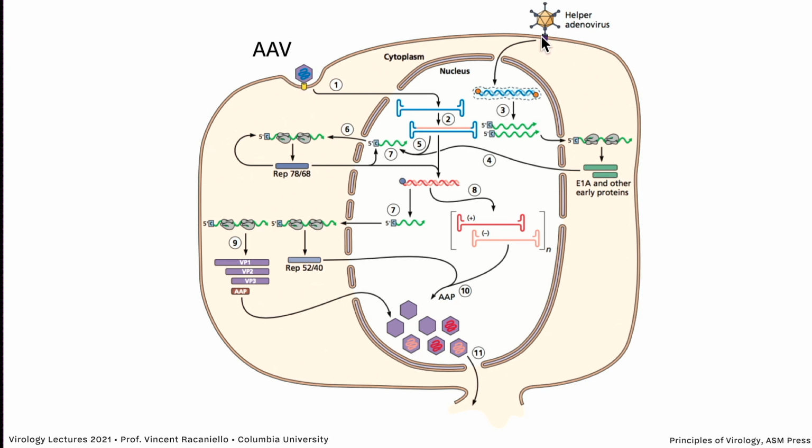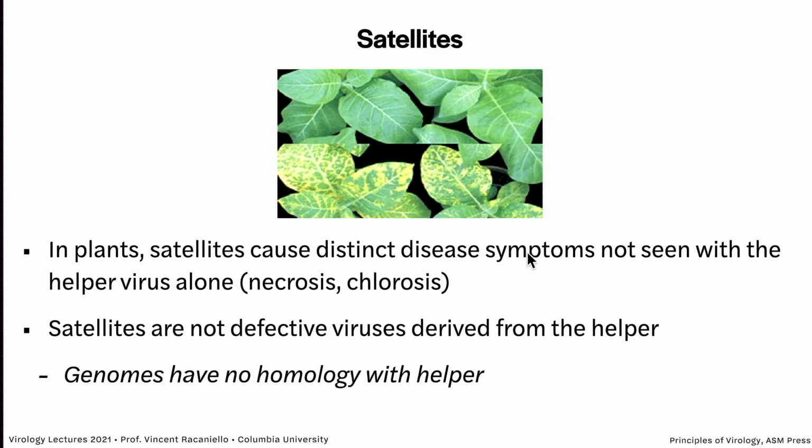And so you'll see next time that when we use AAV for gene therapy, we don't actually co-infect with adenovirus. We just take the adenovirus genes that are needed, we put them on a plasmid, and we put them in the same cell. In plants, they cause distinct disease symptoms that are typically not seen with the helper virus alone.